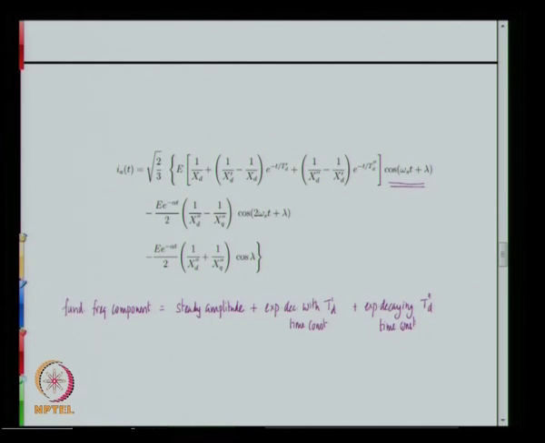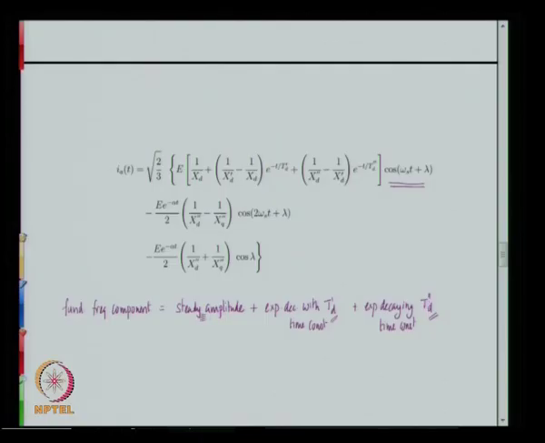Remember, in our derivation we said that t double dash d is much smaller than t dash d, therefore this component is expected to decay down much faster than the second term, that is this term. This is decaying much faster, whereas this does not decay at all and reaches a steady value.